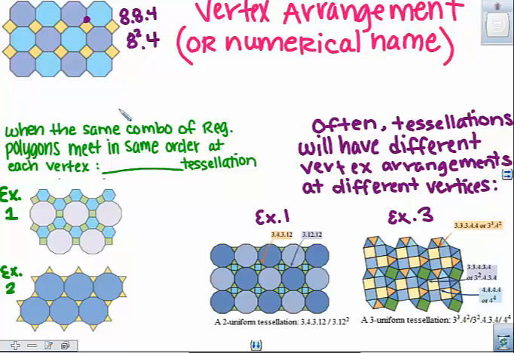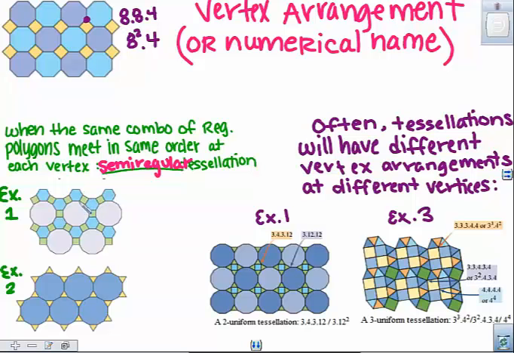Okay, when you have tessellations that have the same combinations of regular polygons, and all of the vertices meet in the same order, every single vertex is the same order, that is called a semi-regular tessellation. It's regular because it's the same pattern over and over again, but it's more than one shape, so it's semi-regular.